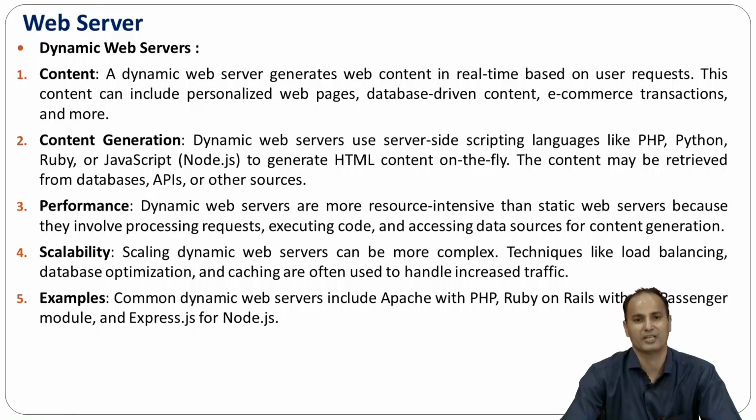Content generation. Dynamic web servers use server-side scripts, as we dealt with, like PHP, Python, Ruby or JavaScript, that is Node.js, to generate HTML content on the fly. The content may be retrieved from databases, APIs or other sources. With respect to performance, compared to static web servers, dynamic web servers have a downgrade, as they require dynamic construction of the web pages based on the user's request.